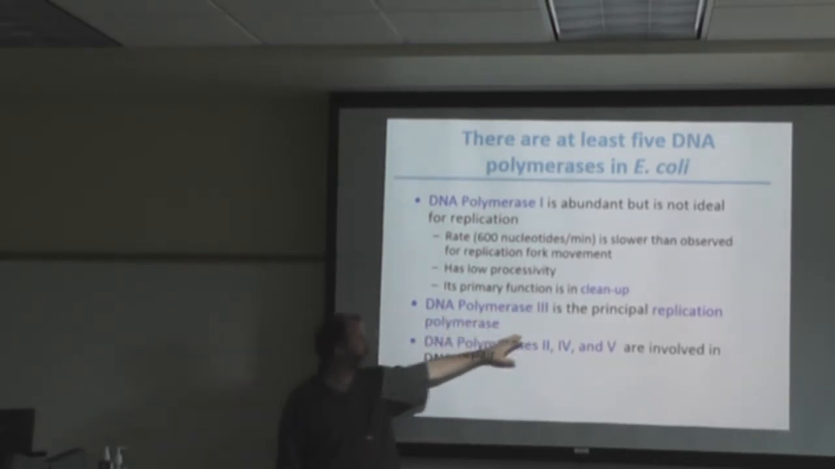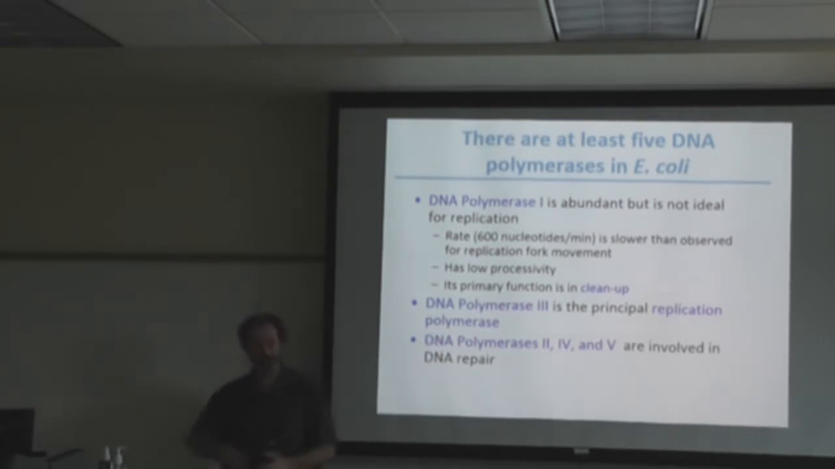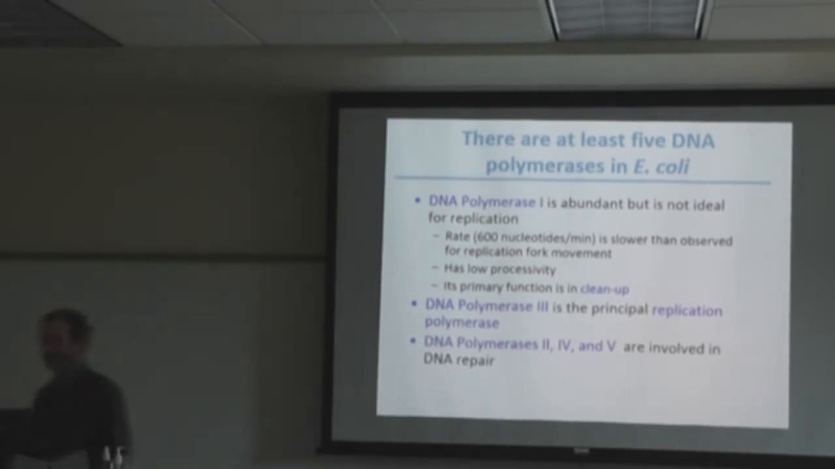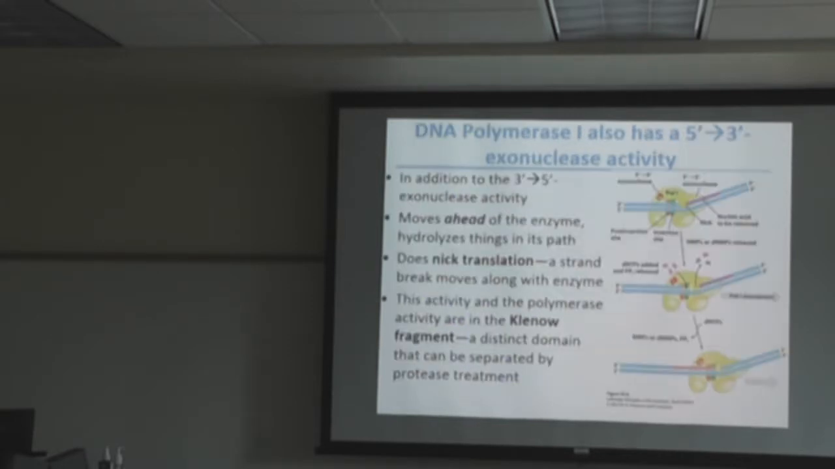Polymerase 3 is the principal replication polymerase. It has super high processivity and can stick around for a while. And then there's 2, 4, and 5, which are involved in DNA repair. Polymerase 1 also has not just 3 to 5 prime exonuclease activity, it has 5 to 3 prime exonuclease activity. So it can chew bases up as it adds them, right?